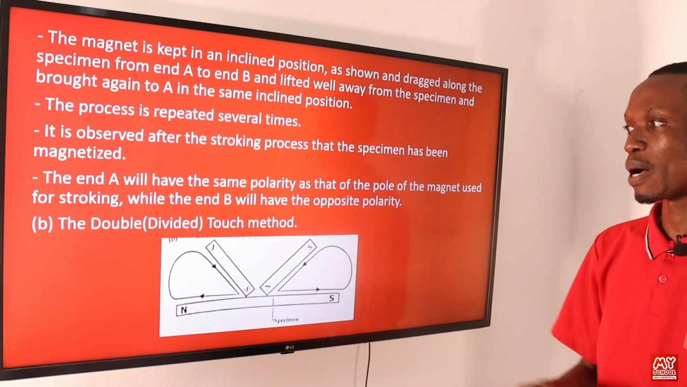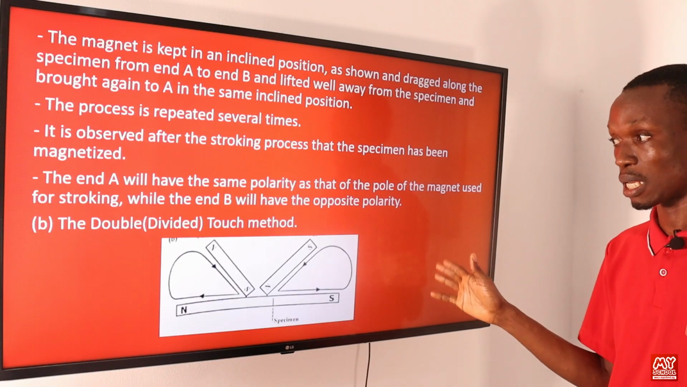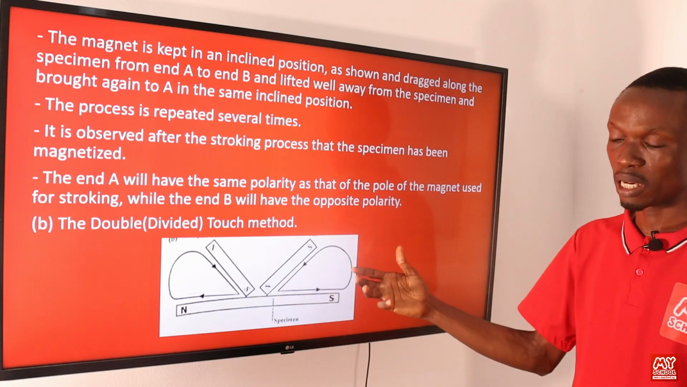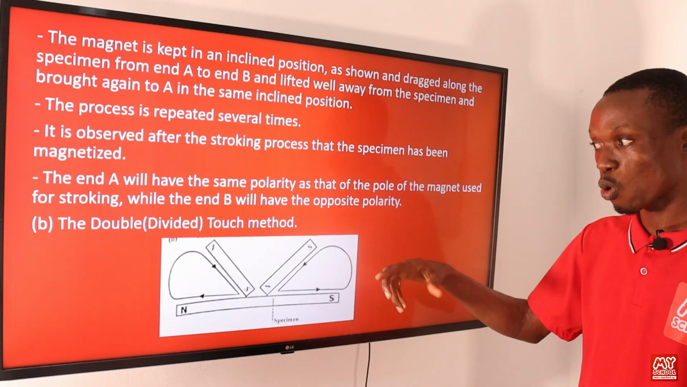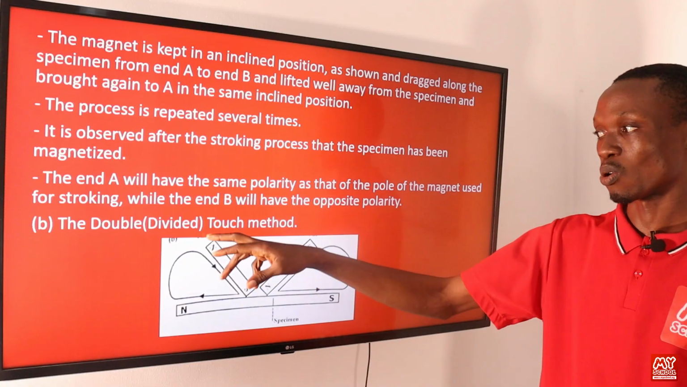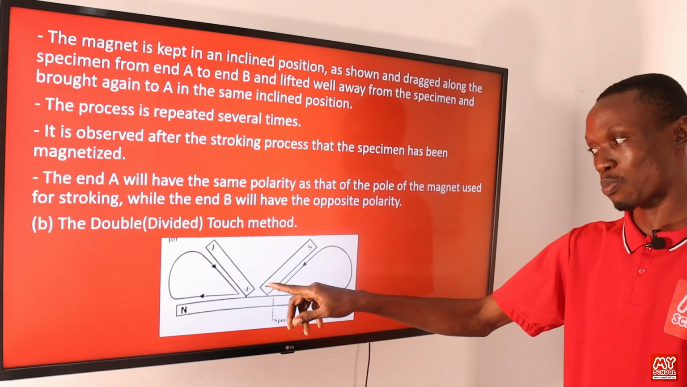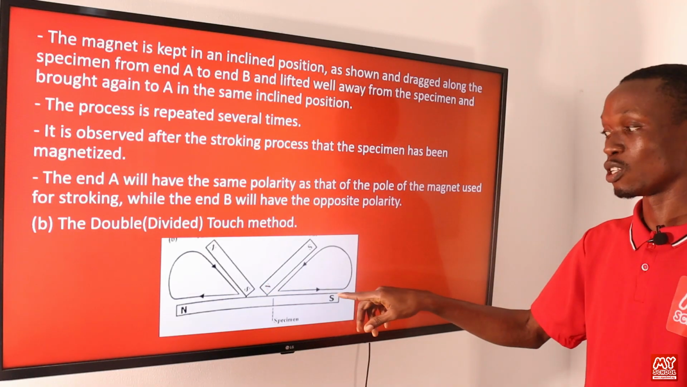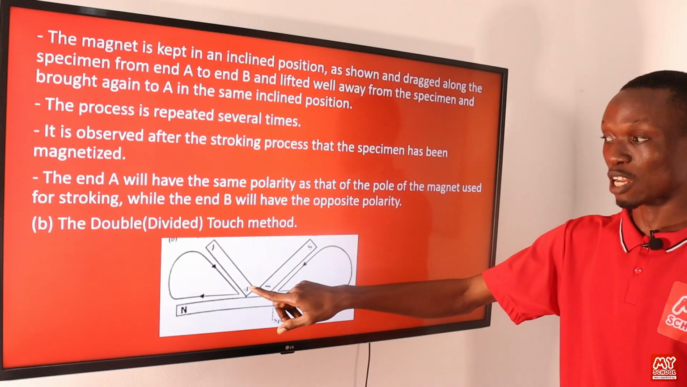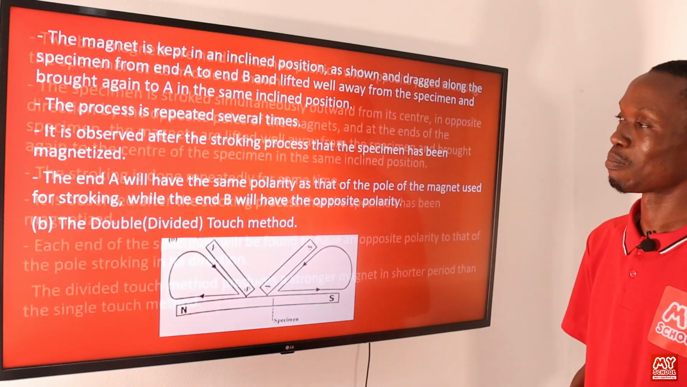Now, let's talk about the double or divided touch method. It is almost similar, but the difference is that the stroking takes place at the middle of the specimen and the specimen is stroked with two poles of magnets. So this is one and this is another one. At the end of the stroking, if this side was stroked with the north pole, it will become the south, while this other side will become the north, since it is stroked with the south pole of a bar magnet. So let's move to the next slide to really discuss the process.